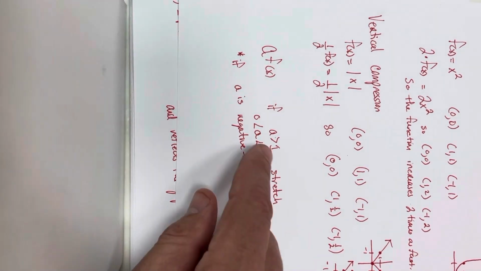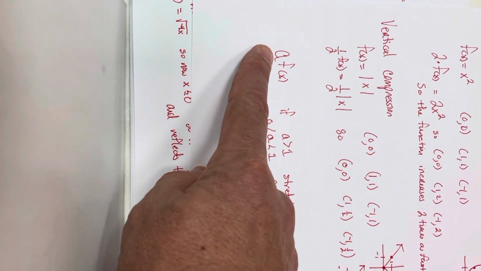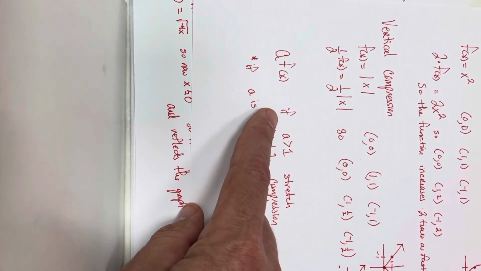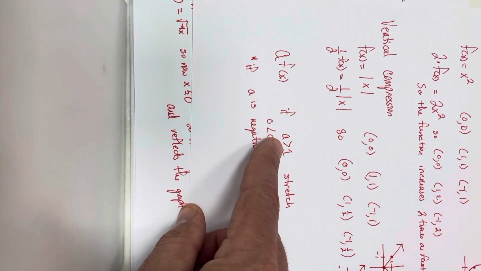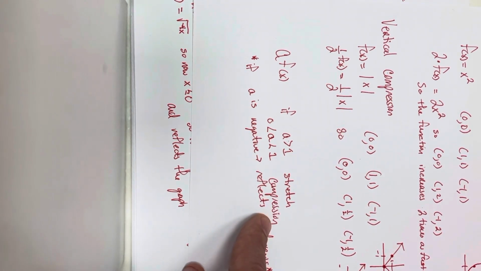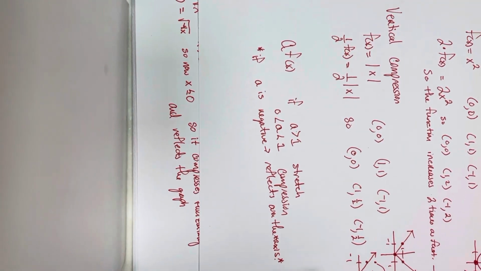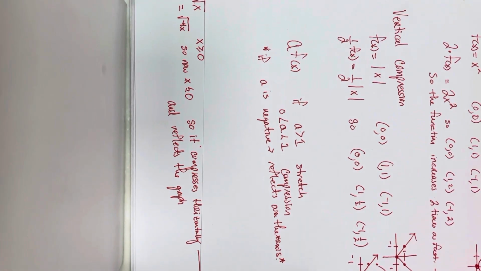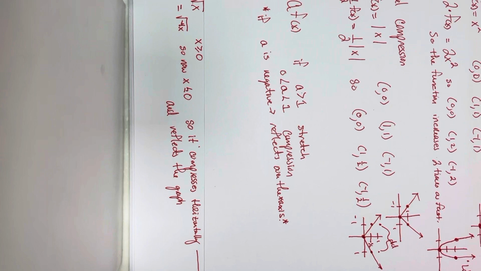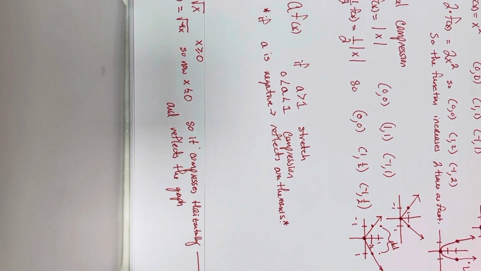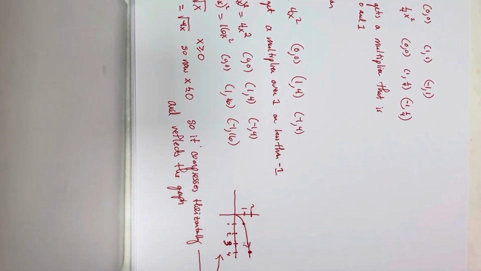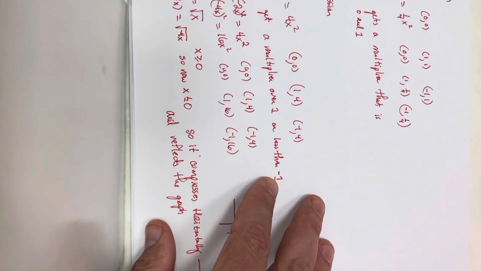Now, this is basically the idea. You take a constant, we're just going to call it the number a, times f of x. It's going to be a stretch if a is greater than 1, and it's going to be a compression if it's between 0 and 1. Just a real quick comment. If a is negative, then what ends up happening is it flips the graph over the x-axis.